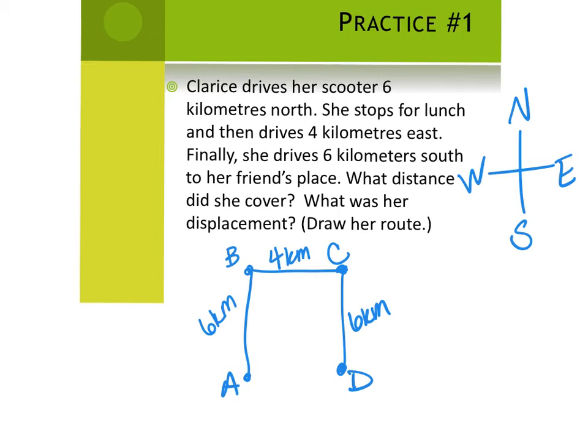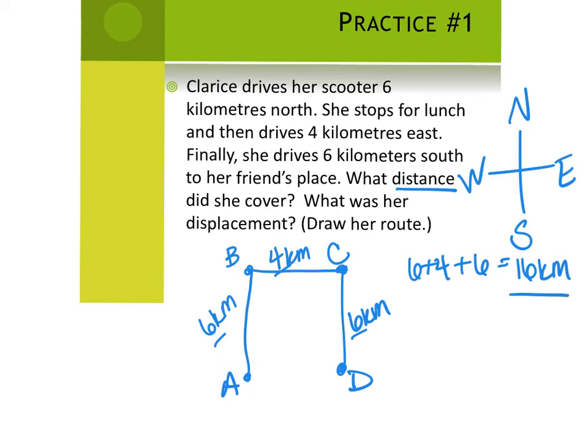So what distance did she cover? So the distance, we just want to add up each of those routes. So it's going to be 6 plus 4 plus 6 is going to be 16 kilometers. That's the distance. 16 kilometers is the distance. So I just did 6 plus 4 plus 6.